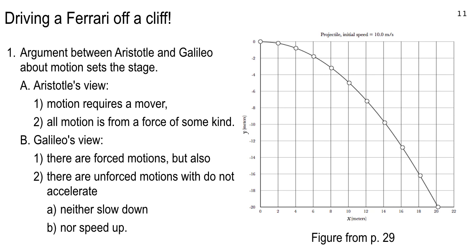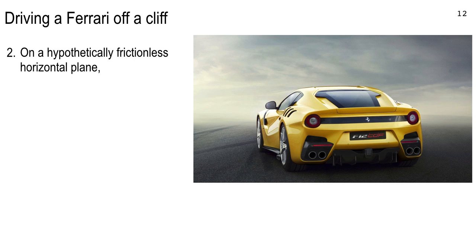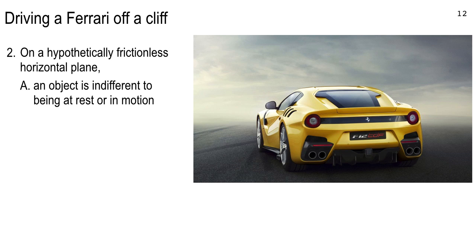And for him, he thought of it, not in terms of a Ferrari, but he thought of it as something traveling along a horizontal plane and then suddenly dropping over the edge of the plane. In other words, kind of like driving a Ferrari off a cliff. So here's this hypothetically frictionless horizontal plane. Let's get down to the brass tacks here. He said, all right, get an object up on this, up above the surface of the earth on a frictionless horizontal plane.